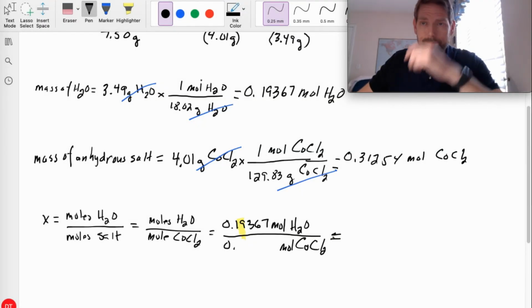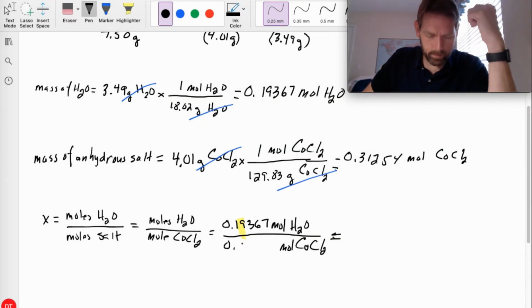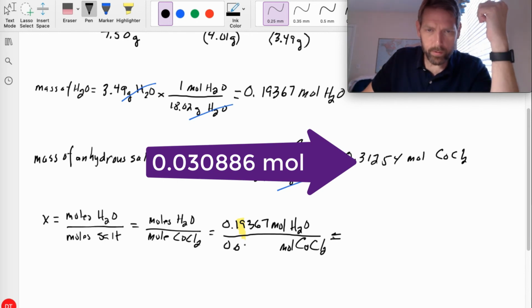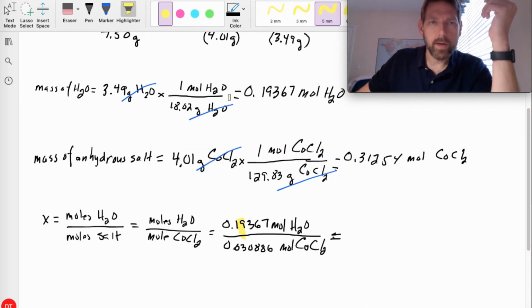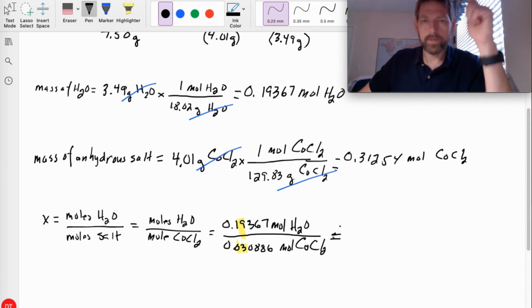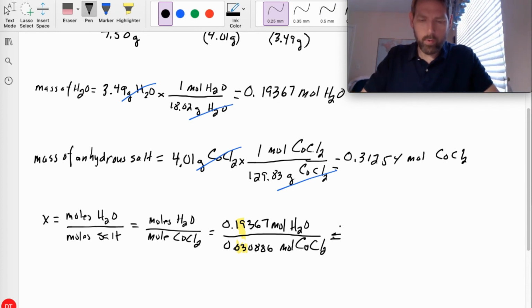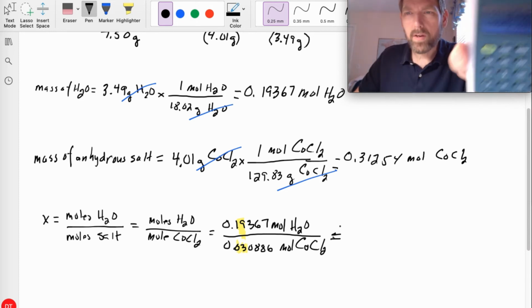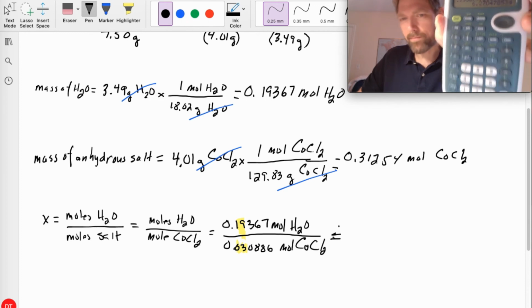So we realize that right here on the bottom we've got 0.0308886, and we can see right here that 19 divided by 3 is somewhere around 6, right? So let's see here. So we've got 0.19367 divided by 0.030886, and we get 6.27. Alright, so let's think about this for a second.